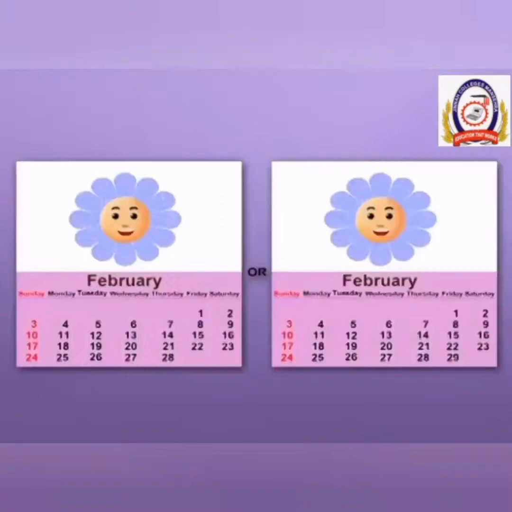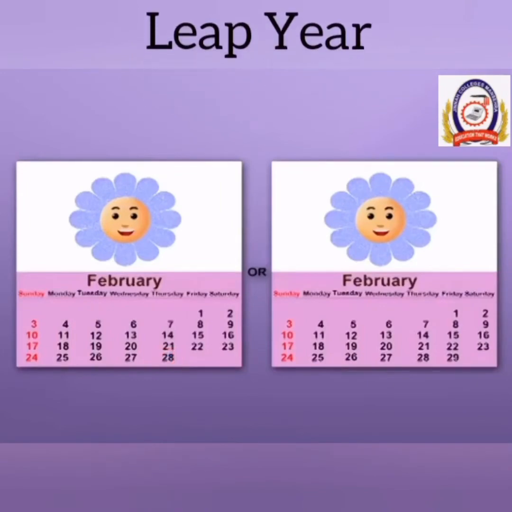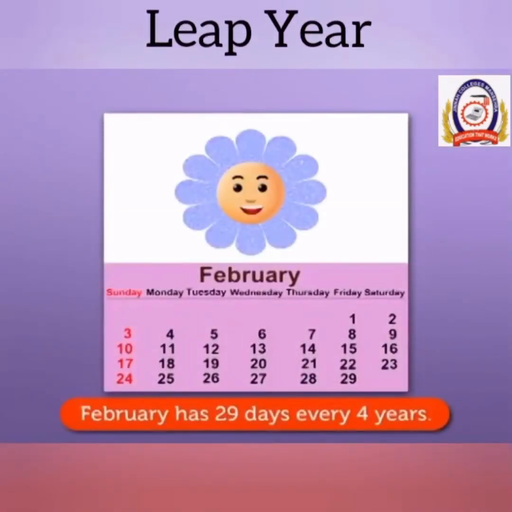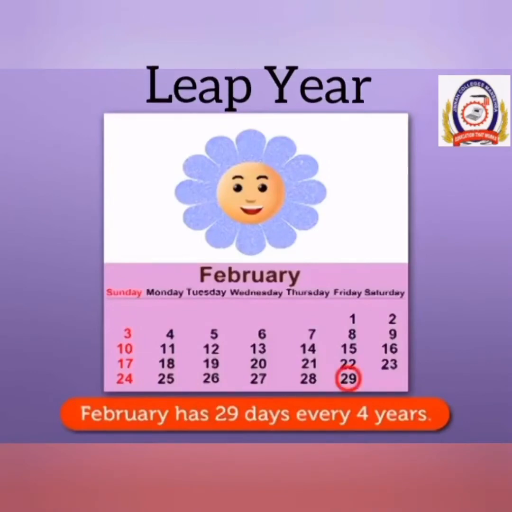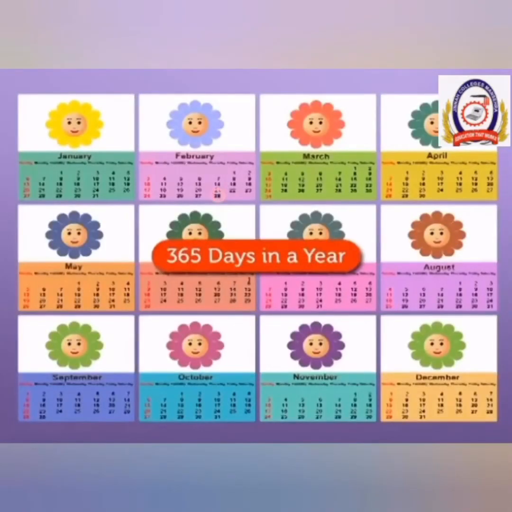Do you know February is a special month? It has 28 or 29 days. Every 4 years, it has 29 days. And that year is called a leap year. There are 365 days in a year and 366 days in a leap year.